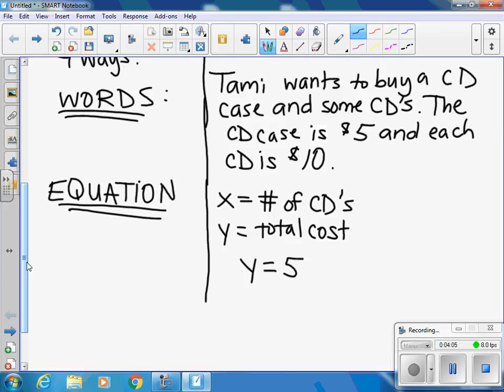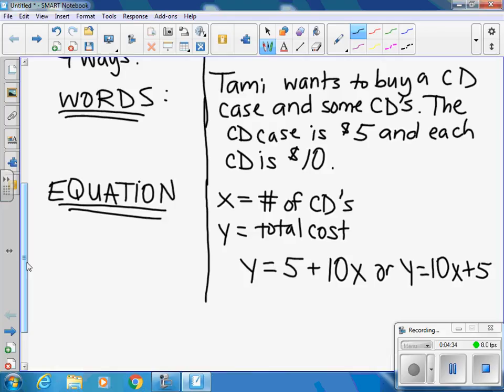Okay, and then from that, she's going to add to the cost of that $5 CD case $10 for every CD. Well, the problem is we don't know how many CDs she's buying, so that's where the X comes in. And because they're $10 a piece, that would be written as 10 times X, or 10X. So your equation can say Y equals 5 plus 10X, or you can write it as Y equals 10X plus 5. They both mean the same thing, and they both will give you the same answer. Right? Most of you are probably going to prefer the 10X plus 5, though.